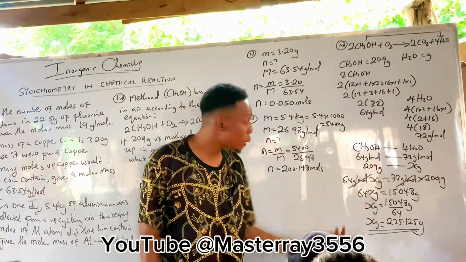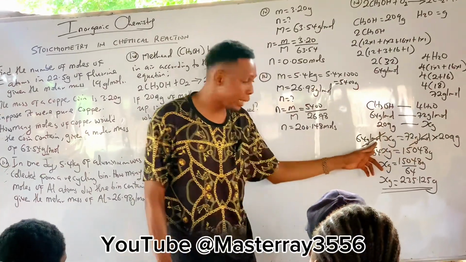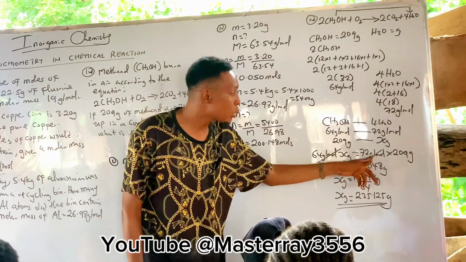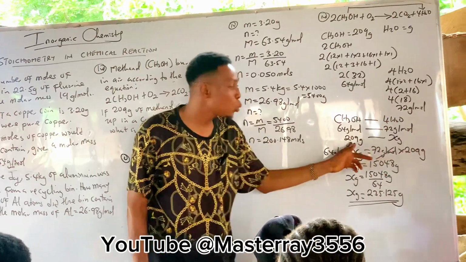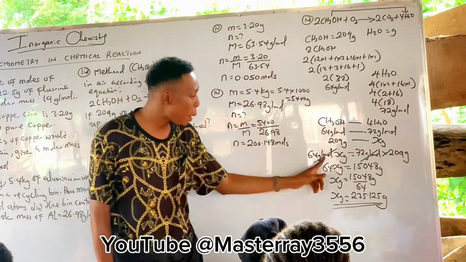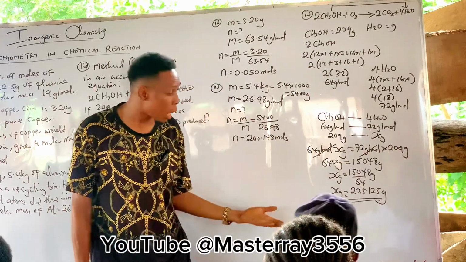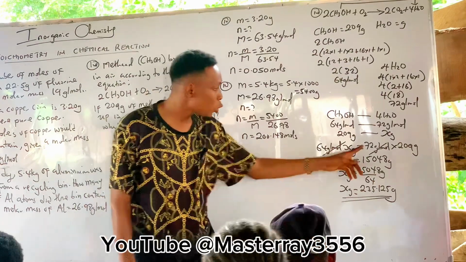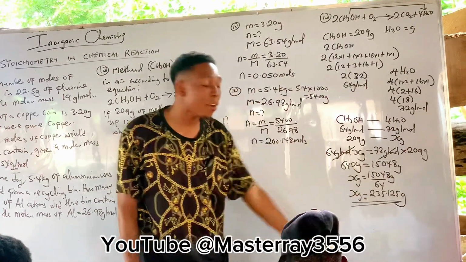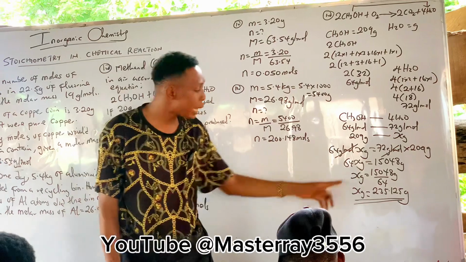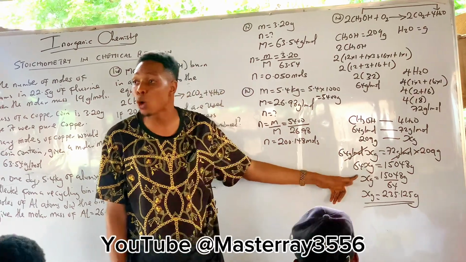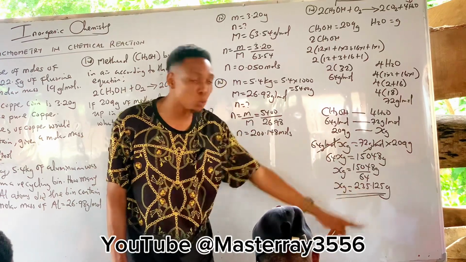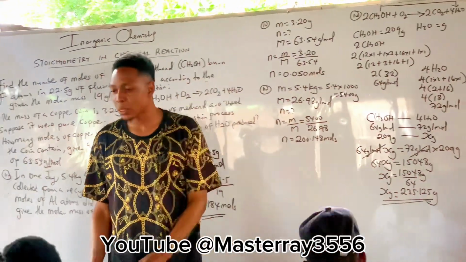Cross multiply. So this times this, which is 64 grams per mole times S grams, equals this times 72 grams per mole times 209 grams. So grams per mole cancels out grams per mole. 64 times S grams gives us 64 S grams. So 72 times 209 gives us 15,048 grams. To get our S grams, divide both sides by 64. And if we divide by 64, you end up having 235.125 grams. So that's for that.